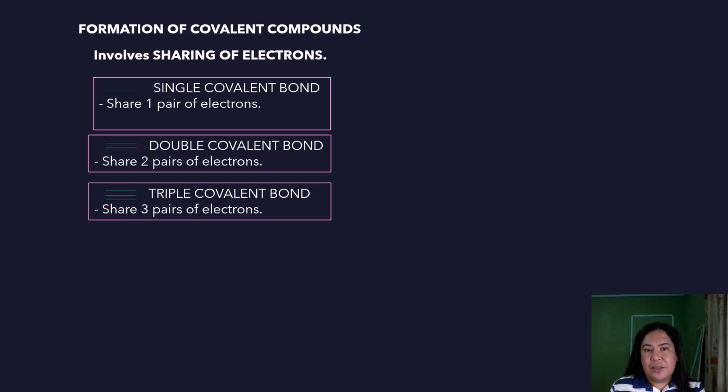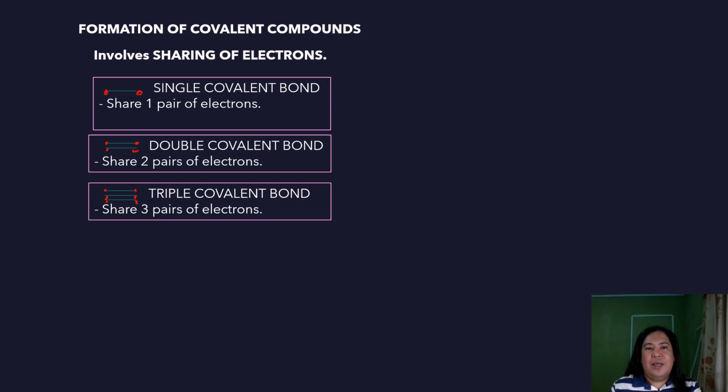Okay, so the formation of covalent compounds involves sharing of electrons. This time, sharing of electrons. In sharing of electrons, it represents bonds. We have 3 types of bond: single, double, and triple bond. In a single bond, atoms share 1 pair of electrons, which means it has two electrons, 1, 2, always a pair. In a double bond, they share 2 pairs of electrons, and in a triple bond, 3 pairs of electrons.